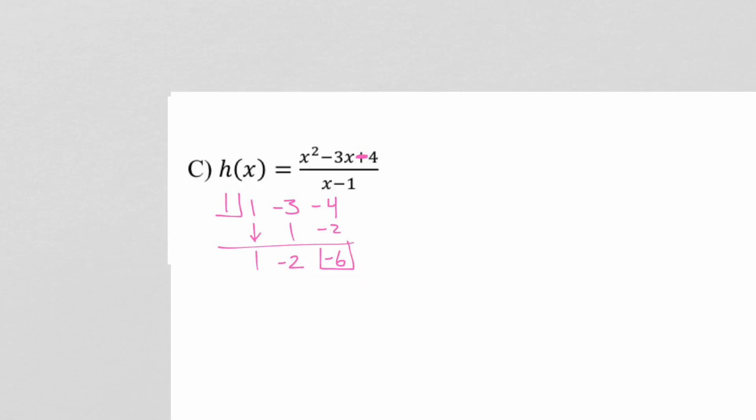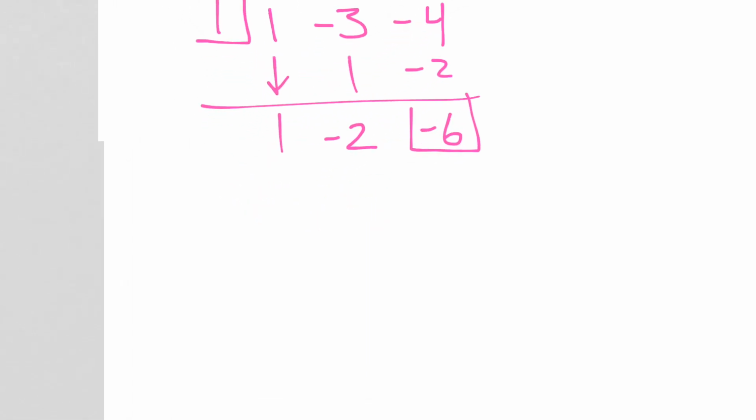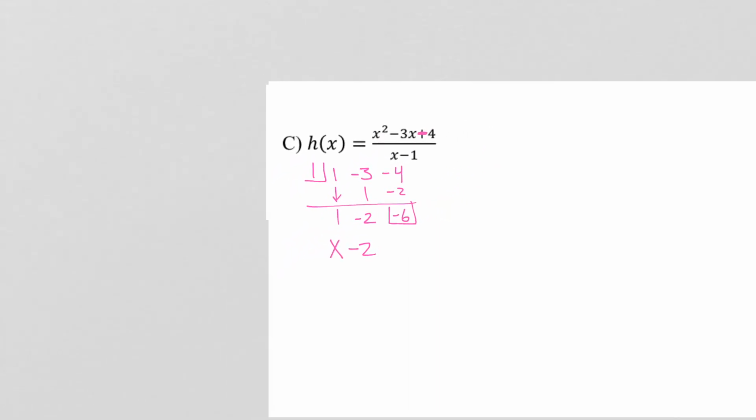Interesting. All right, so what do we know? Well, we know that 1 and negative 2 give us the polynomial x minus 2. But what about that remainder? What do we do with it? Well, x minus 2, that's the key. That's the important piece. That is our slant asymptote.